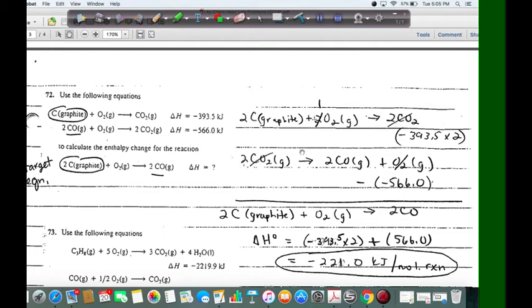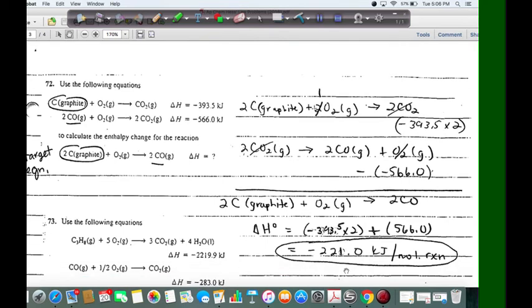I cancel out the CO2. One of the oxygens will cancel, so I'm left with an oxygen here on the left side. So if I write them down, 2 carbon as graphite plus O2 gives me 2CO. I'll add this value. I had to multiply it by 2. This is a positive 566. I add those together, and it should get a negative 221 kilojoules per mole of reaction.